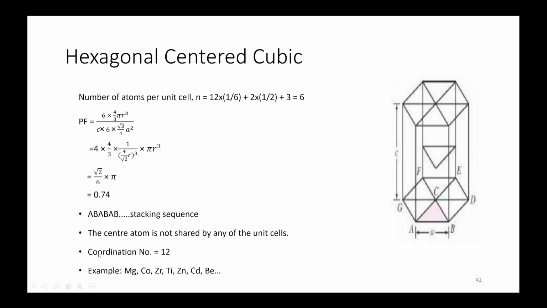Okay, so coordination number is 12, and examples are magnesium, cobalt, zirconium, titanium, zinc, cadmium, beryllium. At room temperature, most of these are a little bit brittle. They are less ductile compared to FCC.